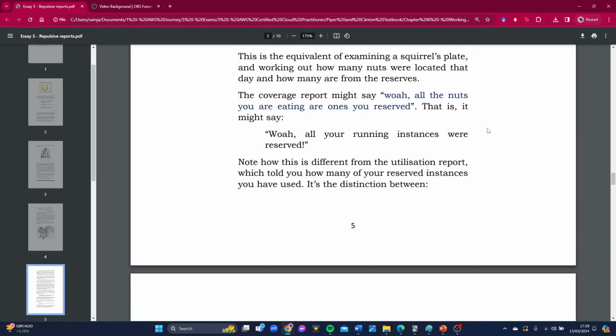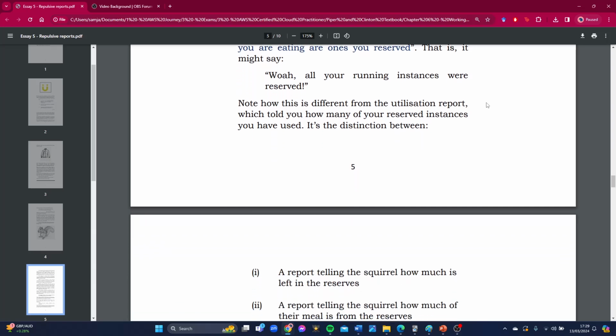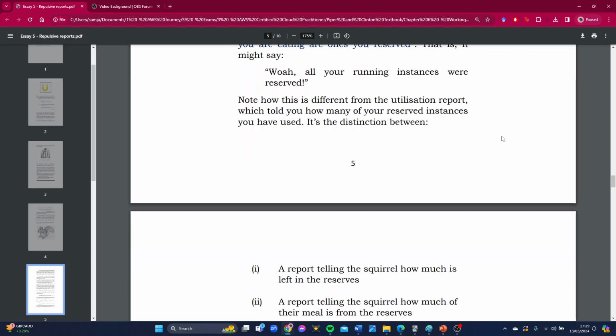The coverage report might say, whoa, all the nuts you're eating are ones you reserved. In other words, whoa, all your running instances were reserved. Or it might say, none of these were reserved, or half of them were reserved. And note how this is different from the utilization report, which told you how many of your reserved instances you've got through.